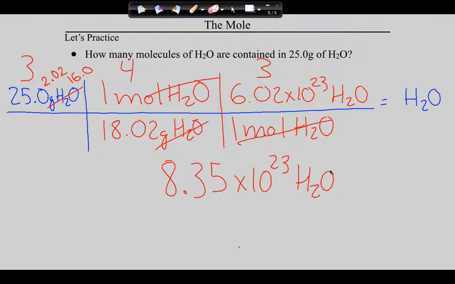Now guys, as you're doing this math, if you do not remember that to put scientific notation in your calculator, you use the EE button, you need to work on that.